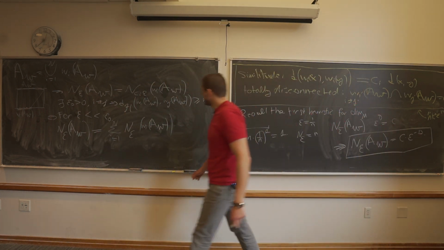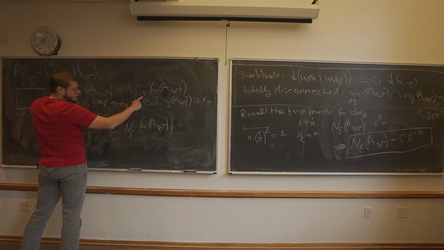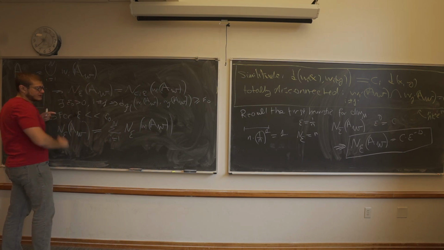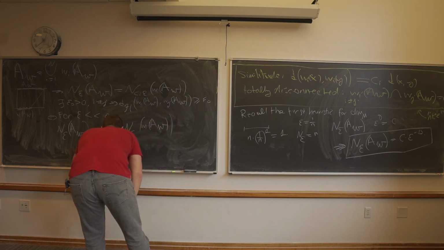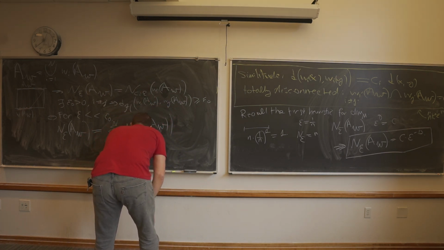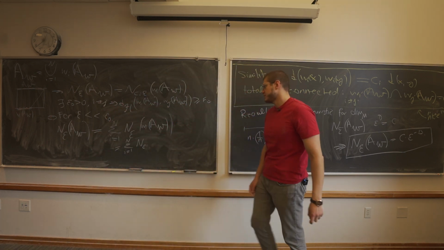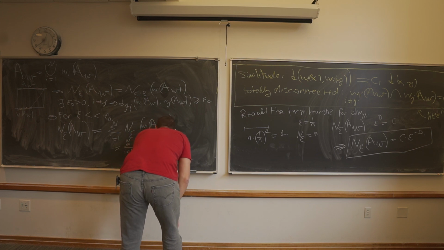But then, if this is true, I want an epsilon here, as you see, which means that I need to multiply or divide this by C_i. So this is equal to the epsilon divided by C_i covering number of A_W.